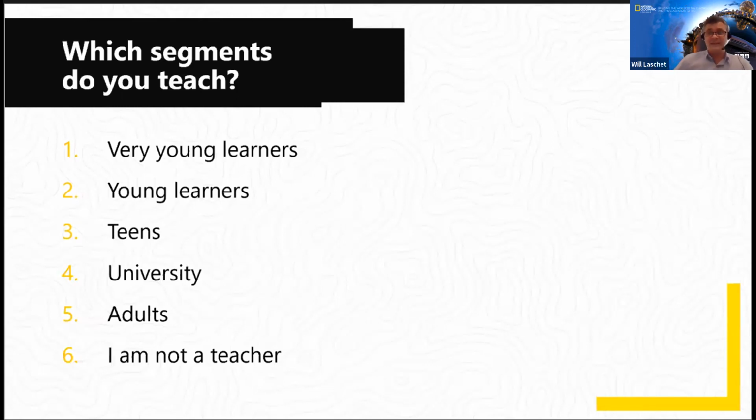You can see from the results here that the majority of you, 54%, teach teens, 31% are teaching university, 33% of you are teaching adults, and 12% very young learners, 33% young learners, 15% are not teachers. So the majority of you are teaching either teens, university, or adults, and those are basically the segments which would be relevant for the program that we're looking at today called World English. That's great to see that most of you are teaching the correct segment. Okay, I'm going to get rid of that and move on to the next slide.